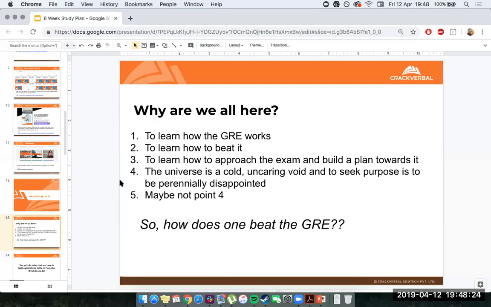So in order to do that effectively, we need to understand, one, how the GRE works. Two, we need to know how to beat it based on how it works. And three, we need to understand how to approach the exam and plan for the exam in a manner that makes sure that we do 1 and 2. If we don't get that out of the way, we can't really get anything else done effectively. And then we might as well be talking about point 4, and thinking that, well, life is really kind of meaningless, and why are we doing any of this? No, we're doing this for a specific reason. We're doing this to understand how the GRE works, how to beat it, and how to come up with a plan that does points 1 and 2. Ultimately, if we can do that effectively, we should be in a good place.